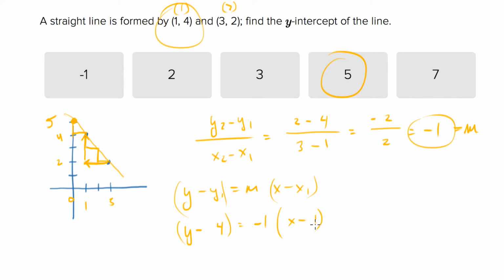Now if you solve this, or you put this into slope-intercept form, y equals mx plus b, we'll end up with y equals, what is it, negative x plus 1 plus 4, which is equal to negative x plus 5. This is that same 5. This is the y-intercept of that equation. y equals negative x plus 5. So that's 3 different ways to get the answer, and you can take your pick.